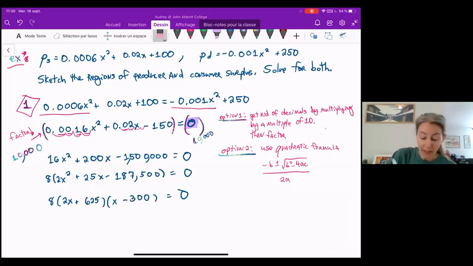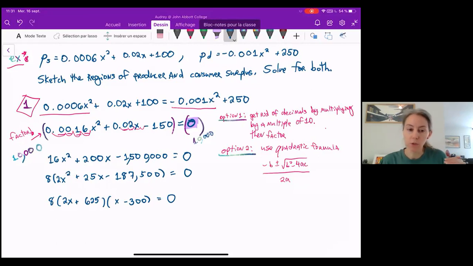Again, you might be like, how on earth did you find those values? That's gross. 187,500 is really big. That's fine. You can use the quadratic formula. That said, when you're using the quadratic formula, you can use it from any step. You can use it from that first step where I had those decimals. You can use it from the second step when I had the 16x squared. You can use it after you factored out the 8 when you have 2x squared. And it might actually be easier for you to use the quadratic formula from here.